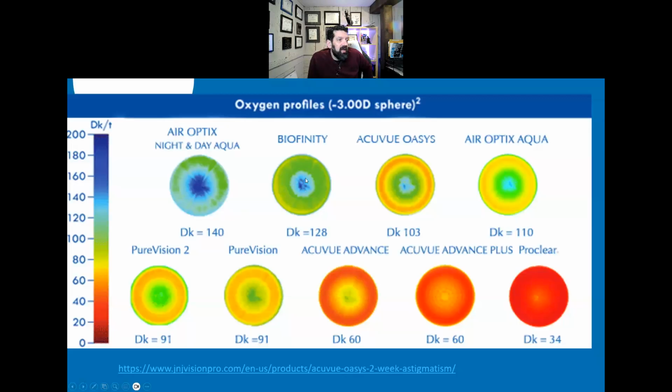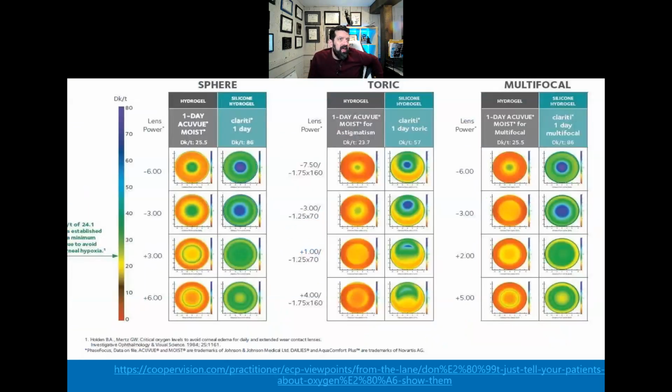Even these Biofinities or the Night & Day, Air Optix with the DK over 140, the DK over T right here has great transmissibility, but even that -3 has a little bit less. So you have to not just look at the number, the DK over T, but that's for a -3. If you have a +6 that you're fitting, you have to take into account for your problem solving, your fitting, your lens decision making, that's probably going to get less oxygen into the eye than their reference of a -3.